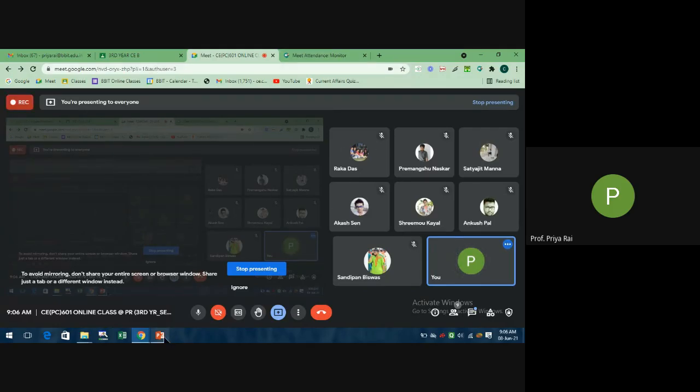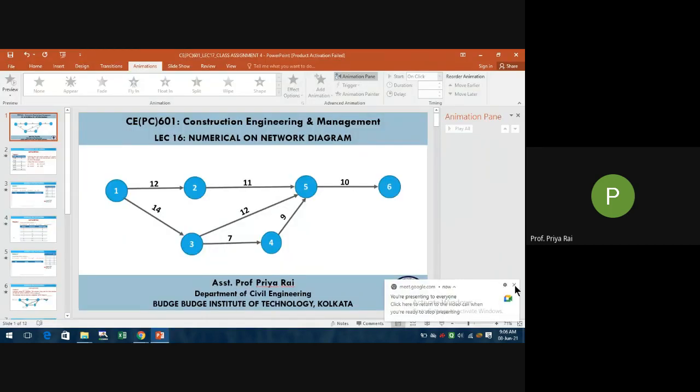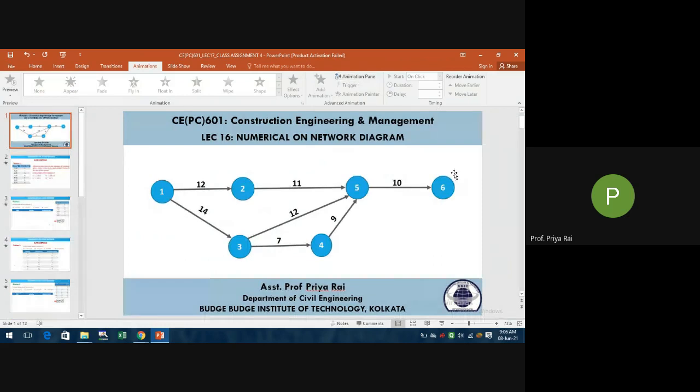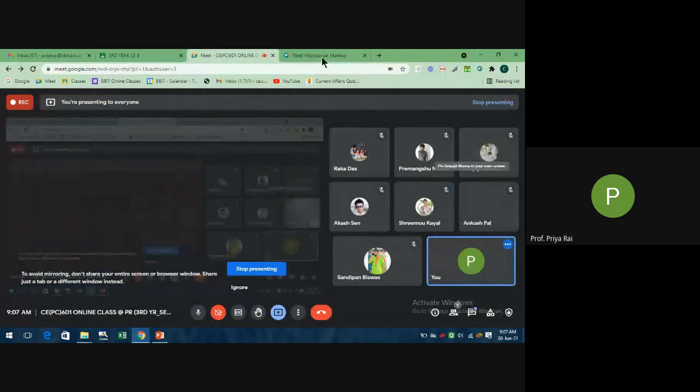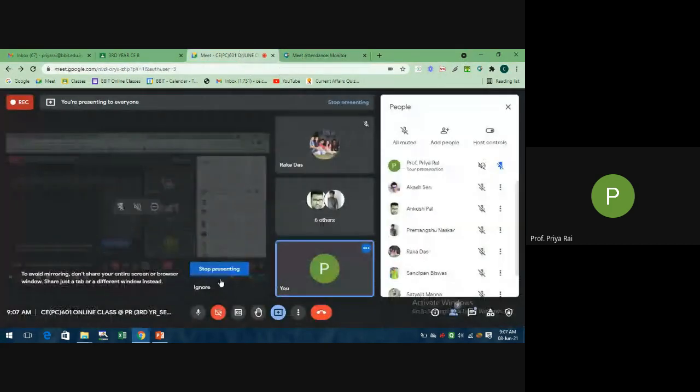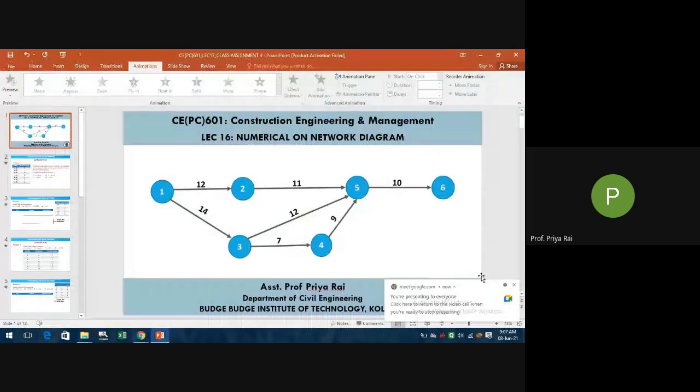Let us start. Today we will be solving some numericals from this network diagram. I've selected some numericals from the GATE questions. Today we will be solving only two to three types of problems. So let us start.